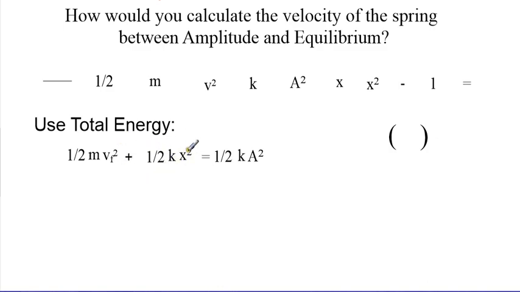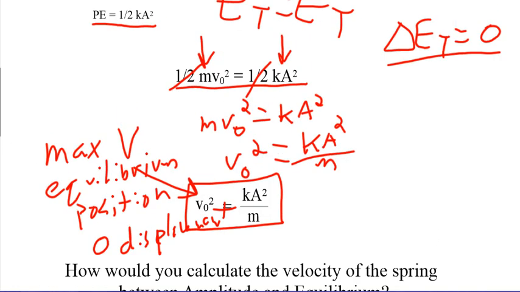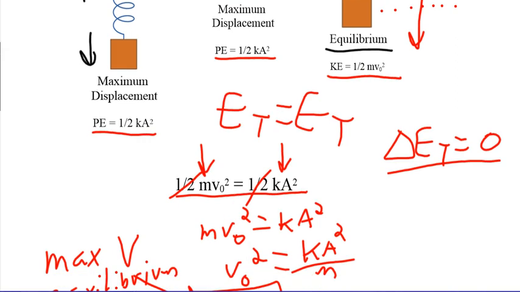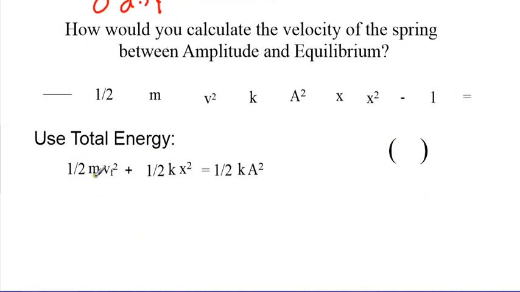1/2 kx squared here. And the reason for this, if we go back up here, at the maximum displacement, all of the energy is potential. At the equilibrium position, all of the energy is kinetic. Whereas when it's between the two, it's going to have some kinetic energy and some potential energy. And that's what is shown by this.